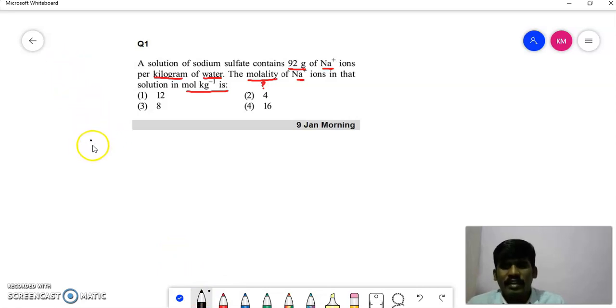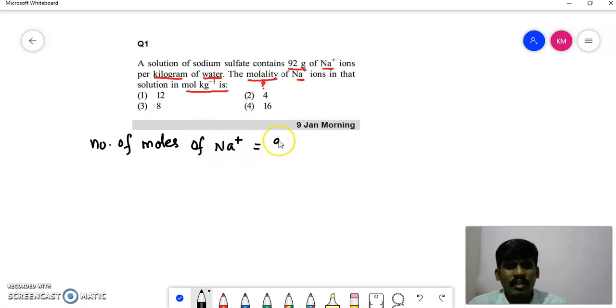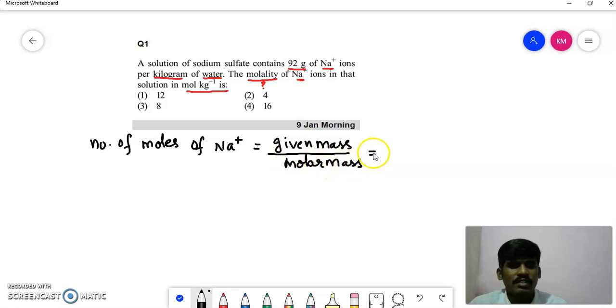As you know, the number of moles of Na plus ions can be given as given mass upon molar mass. The given mass is already there in the question, 92 grams, upon the molar mass of sodium, which is 23, which in turn is equal to 4 moles.